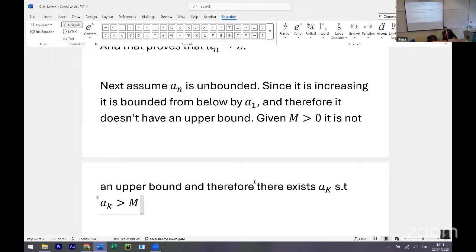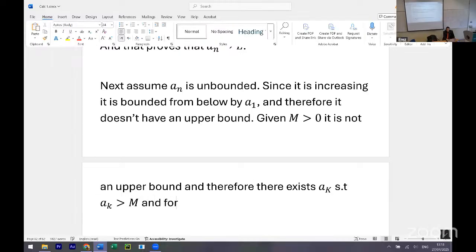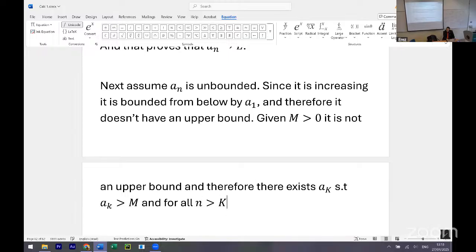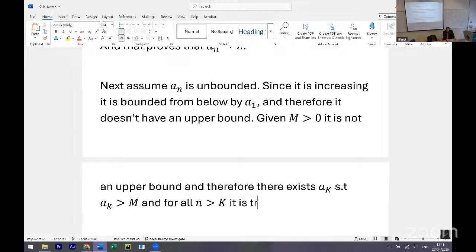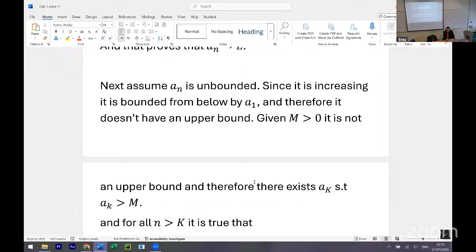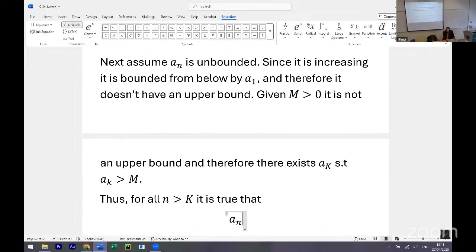But it's not enough to have one number. What happens after a_k? There is another number. For all n after k, it is true that a_n is larger than or equal to a_k. Why is that true?